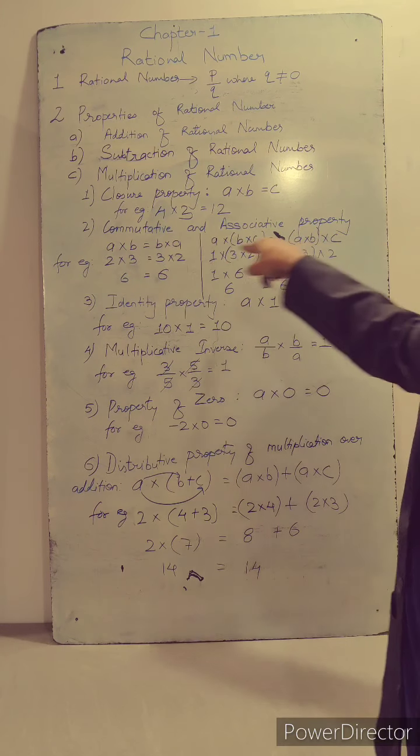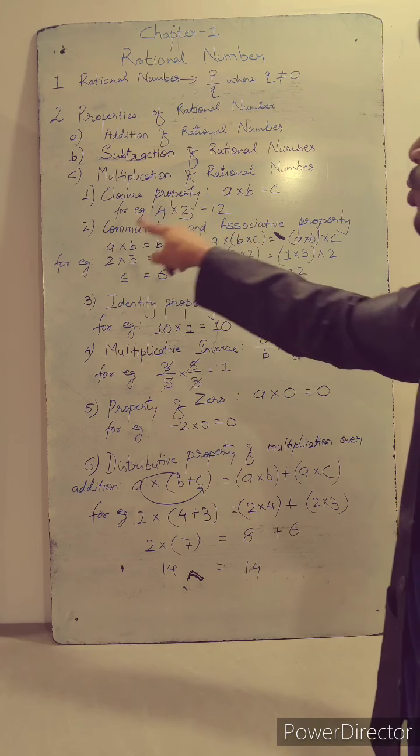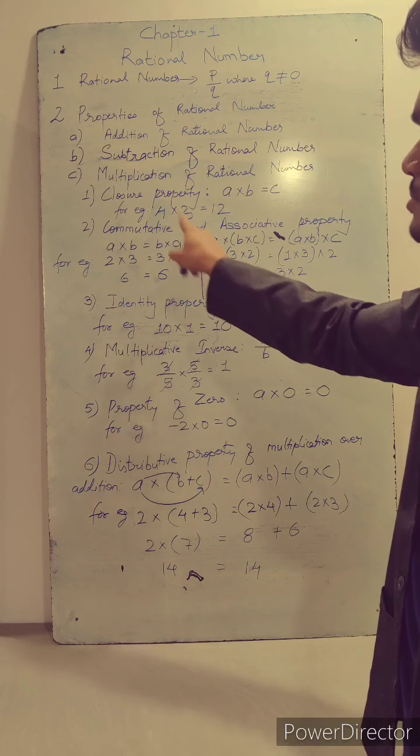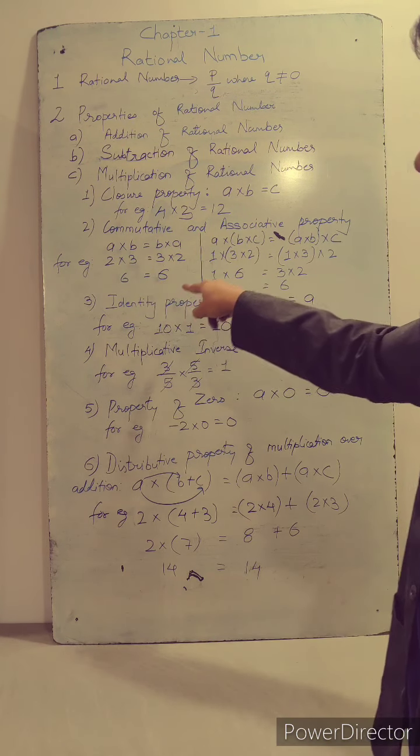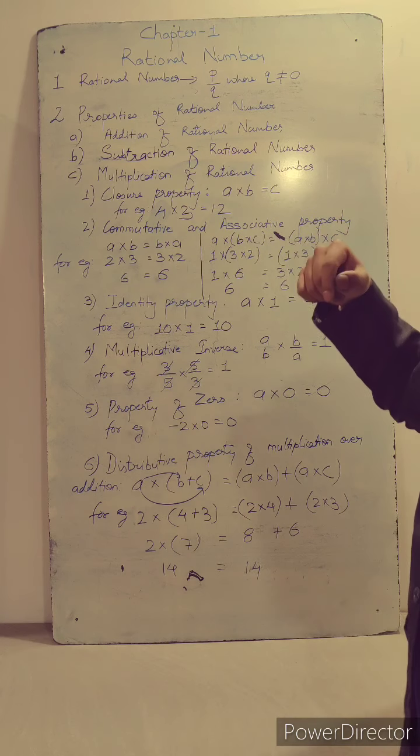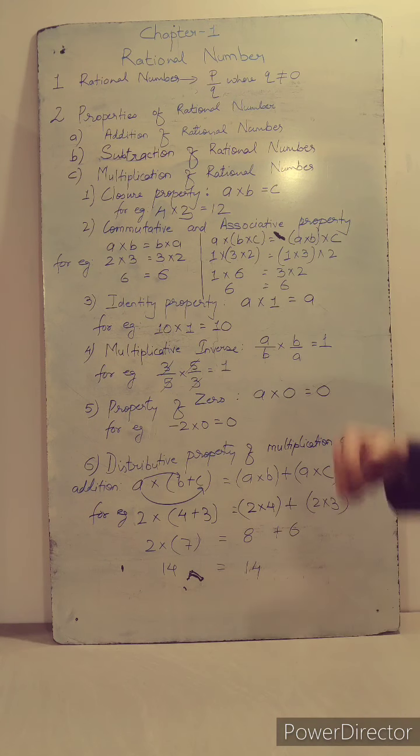They are independent of their order of multiplication. For example, if two numbers are multiplied, 2 into 3 or 3 into 2, there is no change in the answer. Likewise, this property is valid for more than two numbers also, which we cover in associative property.